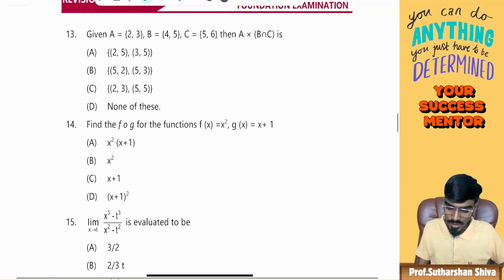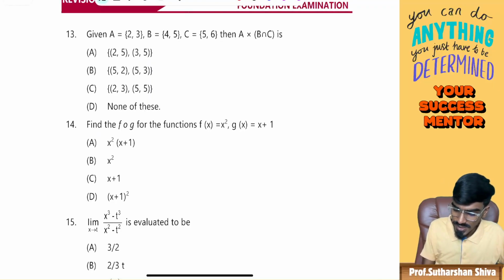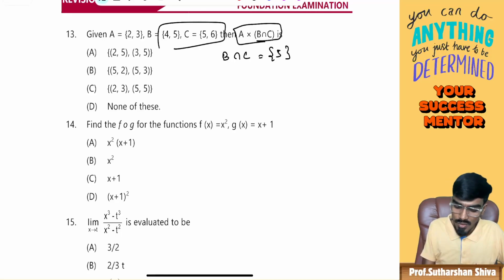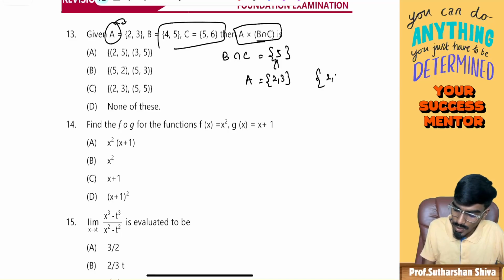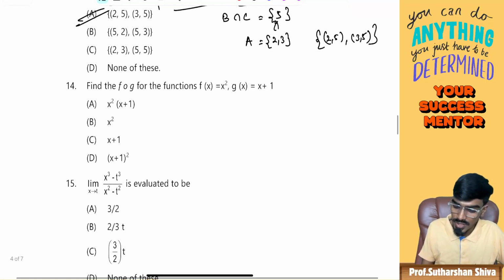Now come to question number 13, guys. 13 is from the set. They are asking A cross B intersection C. First, try to find B intersection C. What is B intersection C? B intersection C is 5. Now, what do you need to do? A multiplied. A is nothing but 2 comma 3. If I multiply this, it will become 2 comma 5 and 3 comma 5. So 2 comma 5 and 3 comma 5, option A is your answer.